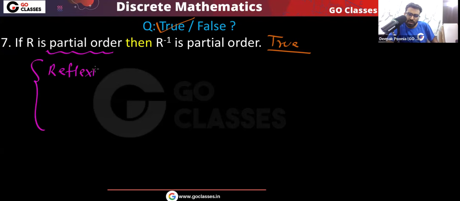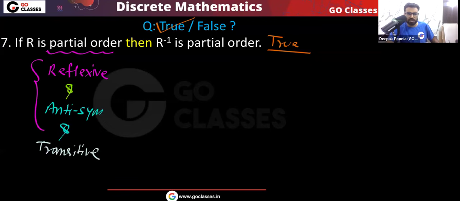If relation R is partial order, it simply means it is reflexive, and it is antisymmetric, and it is transitive. If a relation has all these three properties, then it is a partial order. So remember, if all these three properties are satisfied by relation R, then R is partial order. This is the definition of partial order.